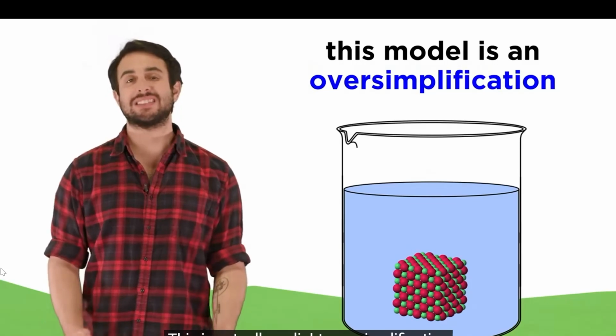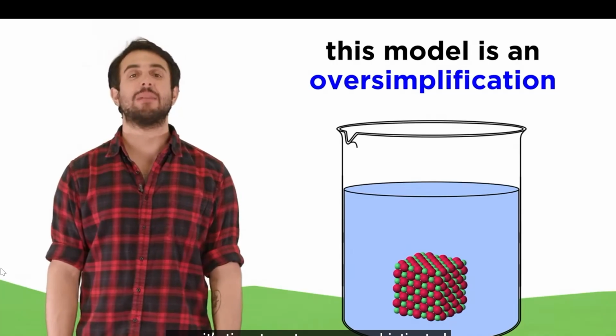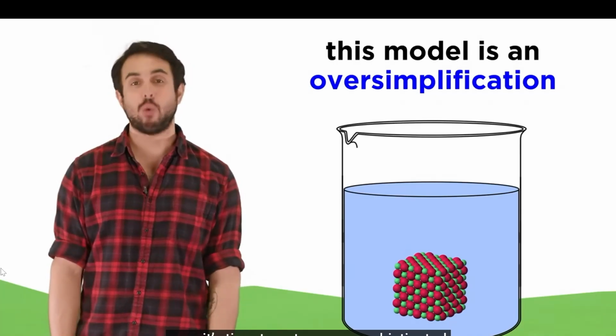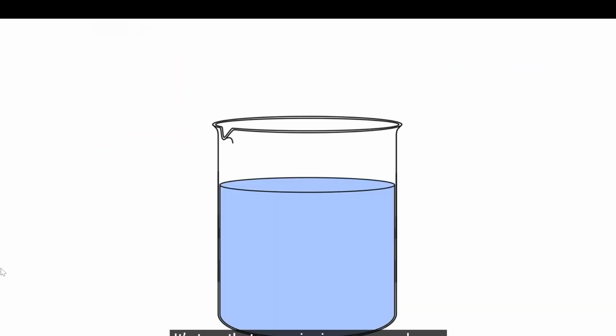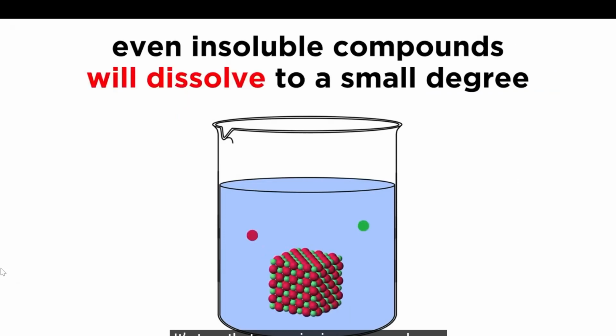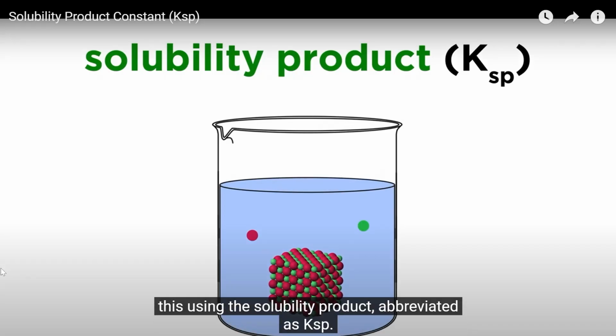This is actually a slight oversimplification that served its purpose at the moment, but now it's time to get a more sophisticated and quantitative understanding of solubility. So let's get a closer look. It's true that many ionic compounds are completely soluble, but the reality is that even the ones that we call insoluble will dissolve to a minuscule degree. Whatever the degree to which dissolution occurs for a particular substance, we can communicate this using the solubility product, abbreviated as KSP.